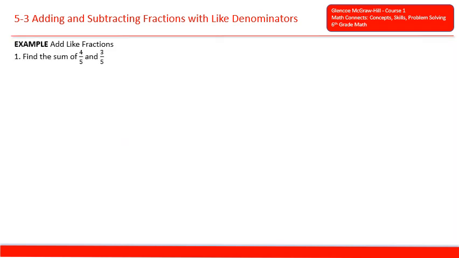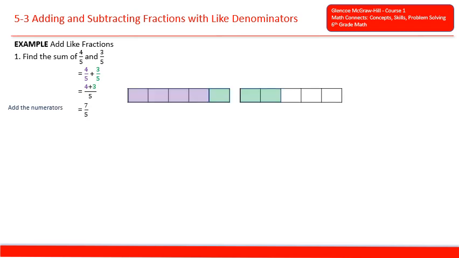Add like fractions, find the sum of 4/5 and 3/5. So if we add 4/5 plus 3/5, we're really going to add 4 plus 3 over 5, and that gives us 7/5. And the model shows us that we end up with an improper fraction because we end up with more than 5/5. So we have two rectangles of 5 squares each. And we don't like to leave things as improper fractions, so we're going to turn it into a mixed number of 1 and 2/5.